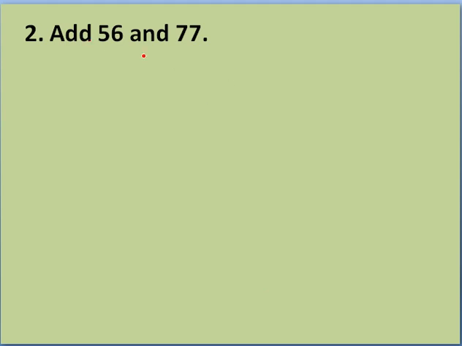Add 56 and 77. Here this word add says you have to add it. आपको इसे प्लस करना है, आपको इसका एडिशन फाइंड आउट करना है. तो एडिशन फाइंड आउट करने के लिए what you are supposed to do? First you will write the places, ones place and tens place. Okay, then you will write the number in these places and add it.